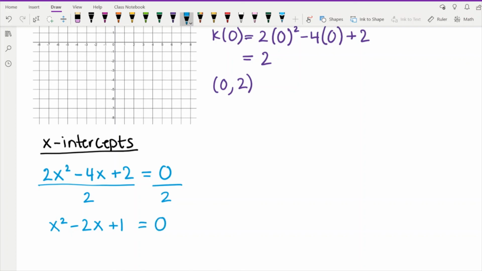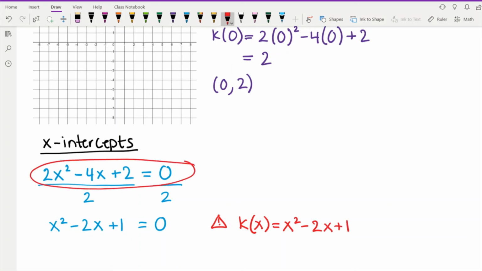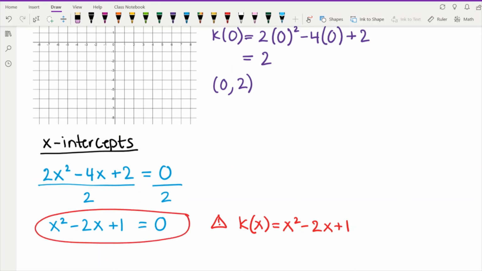It's just always easier to factor something if the leading coefficient, the number on the x squared, is 1. It's harder to factor it if it's a number like 2. Again, I'm just going to write this down so that you are sure you understand this. This does not mean that our function can also be written as x squared minus 2x plus 1. It's a different function. What is true is that solving this equation is equivalent to solving this equation. These two equations have the same solutions. It doesn't mean that our original function is the same as this left-hand side that we have.